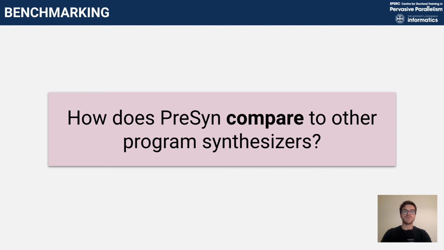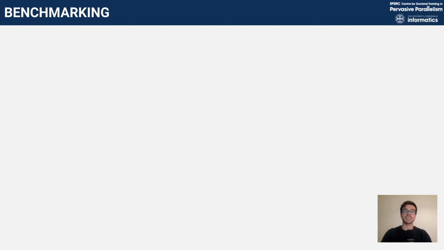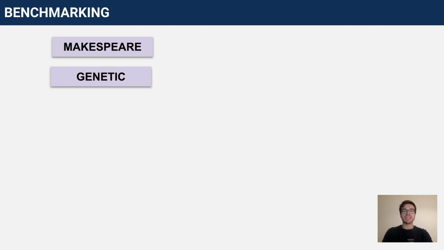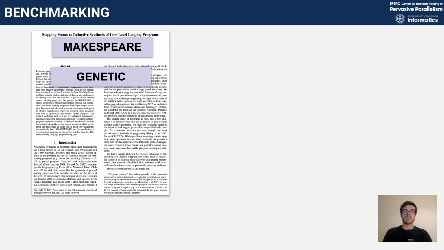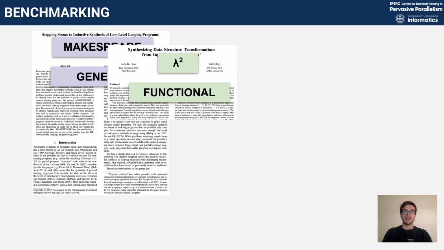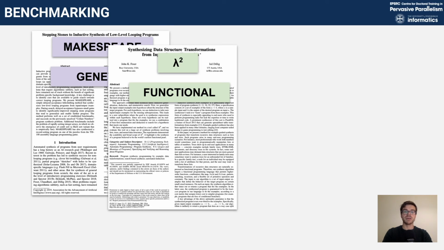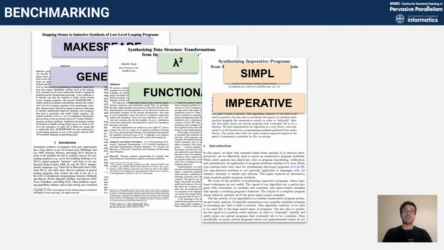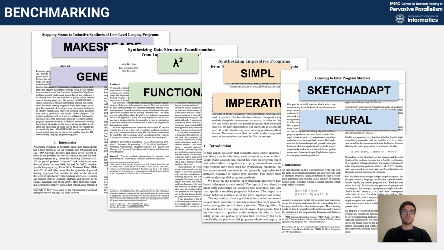We identified 4 leading program synthesizers, each with a different implementation and target language strategy. These were Makespear, a genetic-based program synthesizer, Lambda Squared, a functional type-directed synthesizer, Simple, which synthesizes imperative programs, and SketchAdapt, a neural approach to program synthesis.